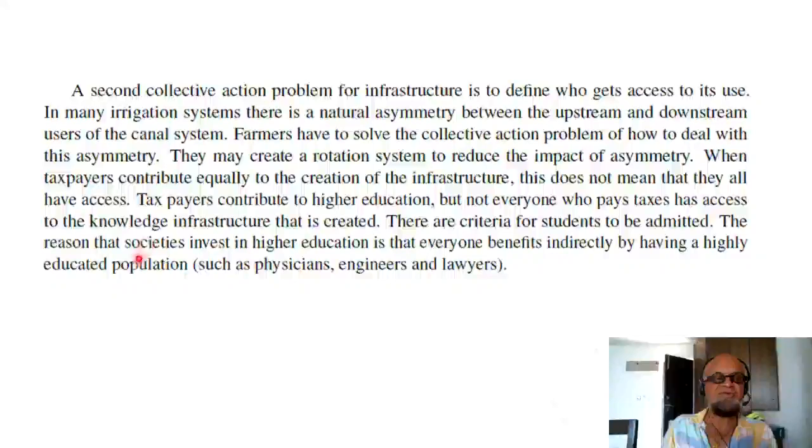For example, the reason that societies invest in higher education is that everyone benefits indirectly. If they have educated people, they create economic activities that benefit everybody else, and this is indirect by having a highly educated population such as physicians, engineers, and lawyers. We have economic activities that benefit everybody even though they did not access the education system directly.